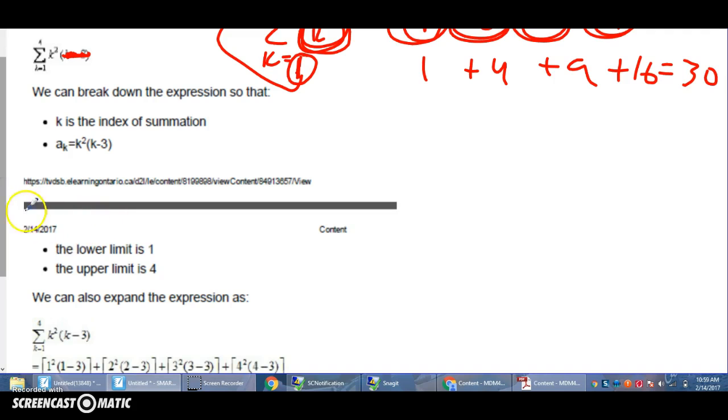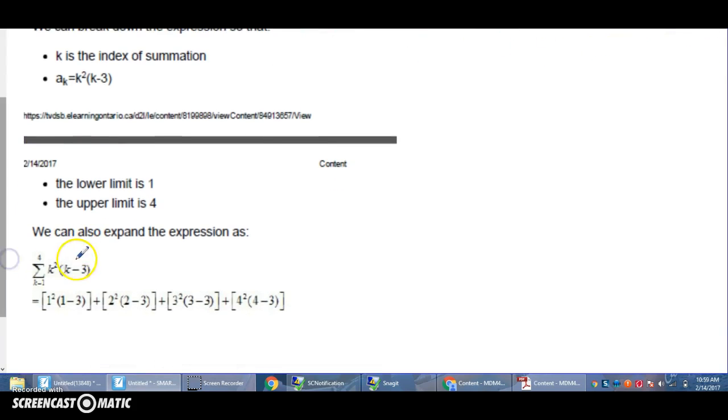And you can look at their example here. They did the same thing, but they used a more complicated expression: k squared times k minus 3. So not only did they put the 1 here, but they put it here too, and the 2 here and here, 3 here and here, 4 here and here. But then you add them all up. So that's about it.